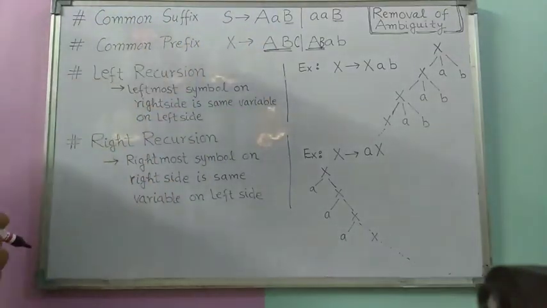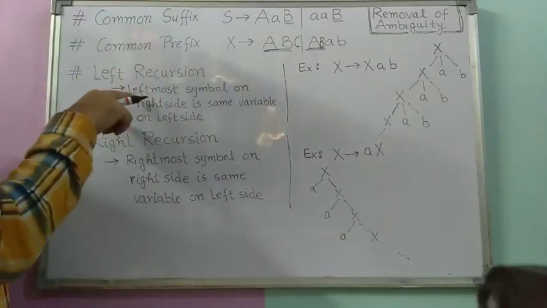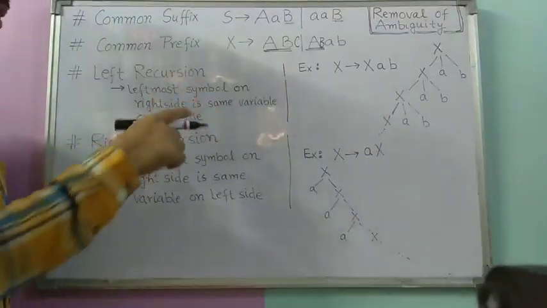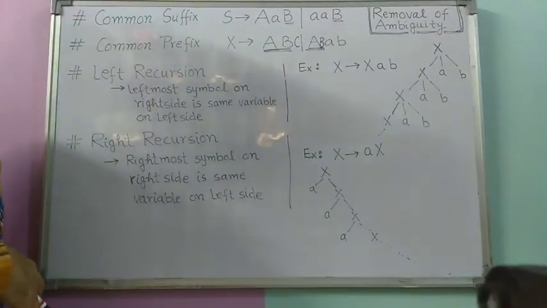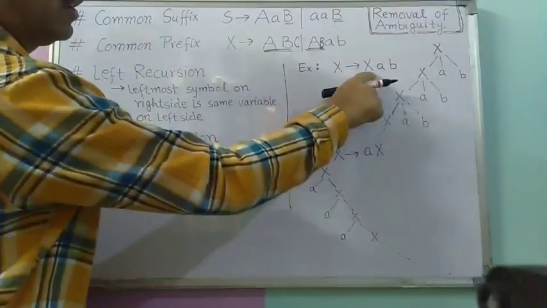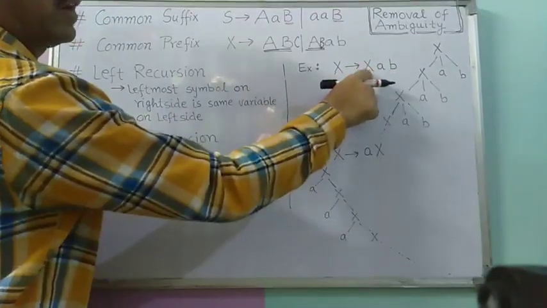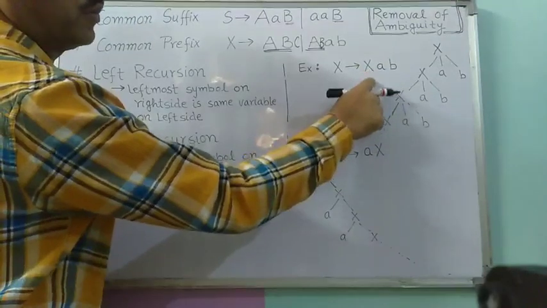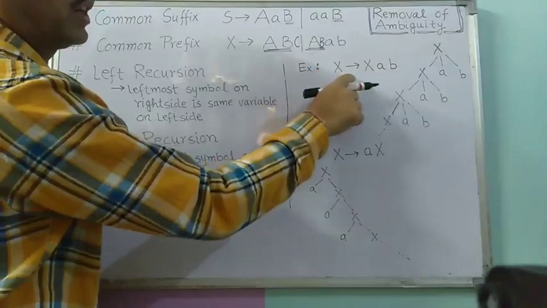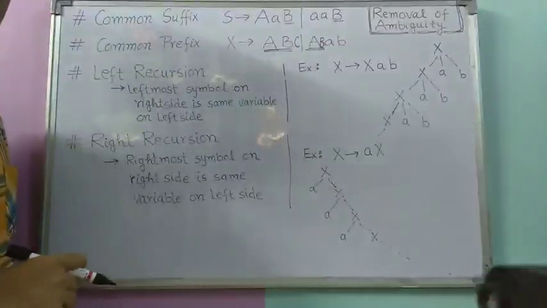Now come to the next problem, that is left recursion. What do we mean by left recursion? By left recursion, we mean that the leftmost symbol on the right side of the production is the same variable as on the left-hand side. One example may be taken like this: X to XAB. We have to take the leftmost symbol on the right side of the production, and this leftmost symbol should be the same variable which is on the left side. So if the same variable which is on the left side occurs as the first symbol of the production, then we call this a situation of left recursion.